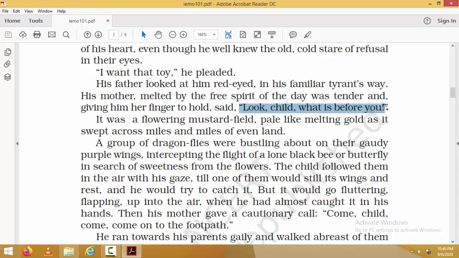He shows his red-eyed, familiar tyrant way. But his mother was so melted by the free spirit of the day, was tender. Comparatively, she was better than his father. And giving him her finger to hold, she said, "Look child, what is before you?"